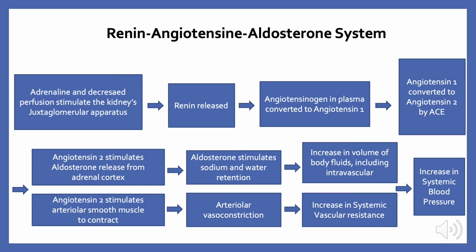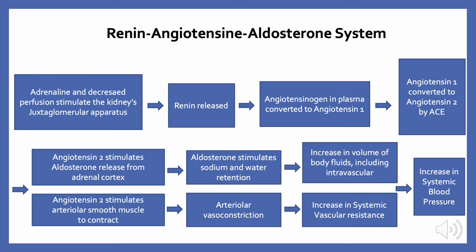Another system in the body that tries to compensate for the failing heart is the renin-angiotensin-aldosterone system. We have talked about this briefly, now we will do so in more detail. Adrenaline, the hormone of the catecholamine type that we mentioned before, as well as the decreased perfusion of the kidney, both will stimulate the kidney's juxtaglomerular apparatus to produce and release more renin, the enzyme and also hormone that we talked about before.